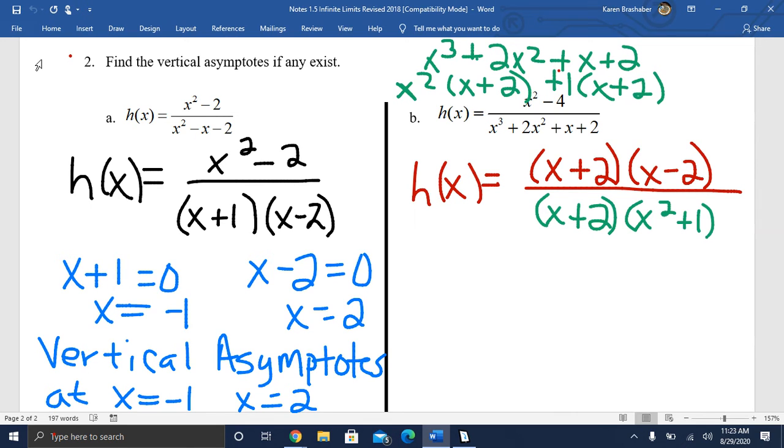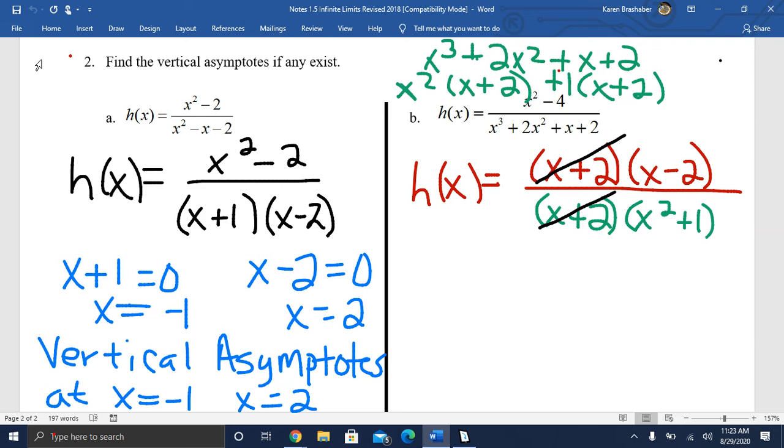All right, so looking at this example, we can remove x plus 2. So that's a removable discontinuity that happens at x equals negative 2. And there would actually be a hole in the graph at x equals negative 2. That's not what this question asked about. It asked you to find vertical asymptotes.